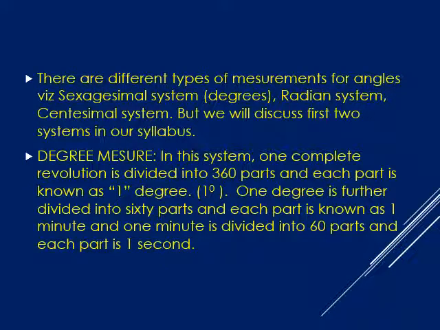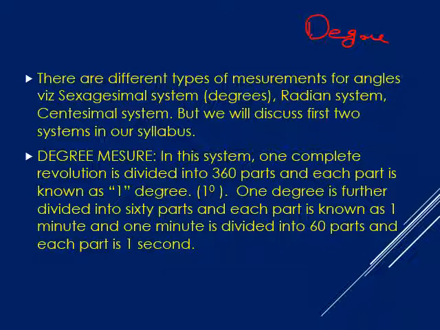Now we have studied in lower classes what the unit for measuring an angle is. It is called a degree. There are different types of measurement for angles: degrees in the sexagesimal system and the radian system. Radian system is the circular system. And you might have studied, or you may study in physics, radian measure and steradian measure. Radian is for measuring plane angle and steradian is for measuring solid angle. Now we will study only degree and radian.